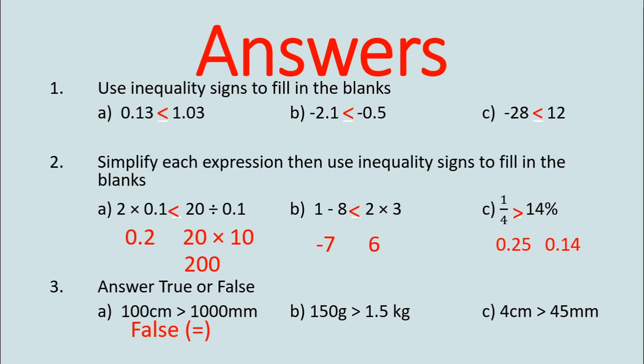Next, 150 grams is greater than 1.5 kilograms. False. 1.5 kilograms is 1,500 grams. So that's definitely the other way around. And our last one, 4 centimeters is greater than 45 millimeters. False. 4 centimeters is 40 millimeters, which is less than 45 millimeters.